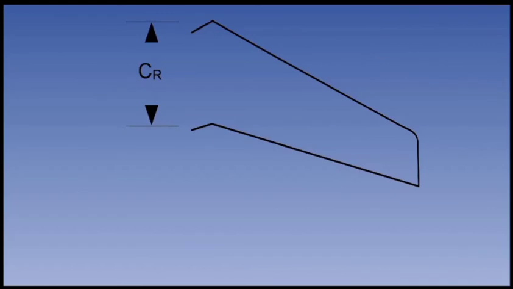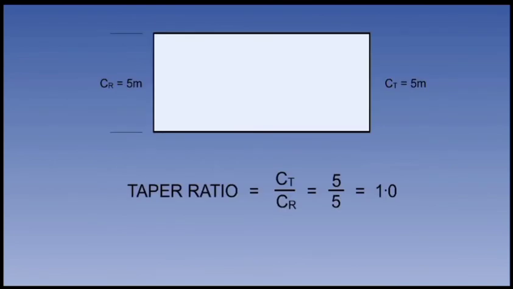Continuing with this, we have the root chord, at the wing center line, denoted by CR, and we have the wing tip chord, denoted by CT. The ratio between them is the taper ratio. The taper ratio will affect the weight of the wing and thus the lift.